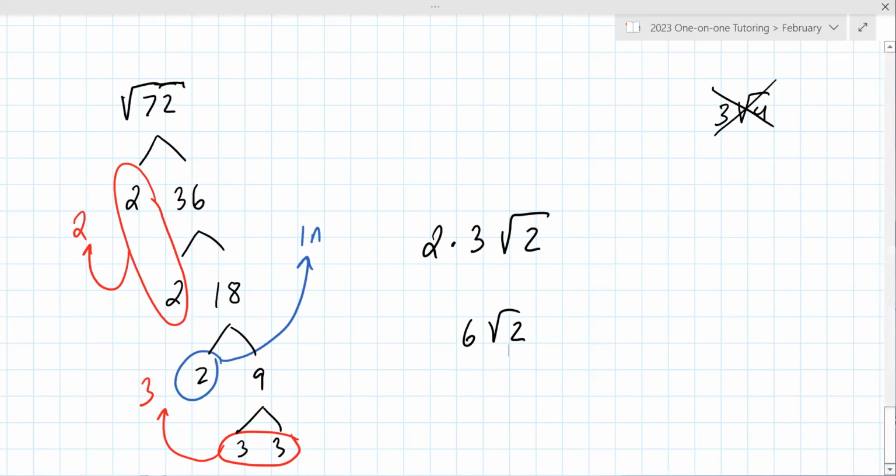Okay. So we're looking for pairs. That's the key thing here: when we do this, you're really looking for pairs. Let's try a new one here. Let's go 550, the square root of 550. Does 2 work for this? Yes, it works. This and this, 275.